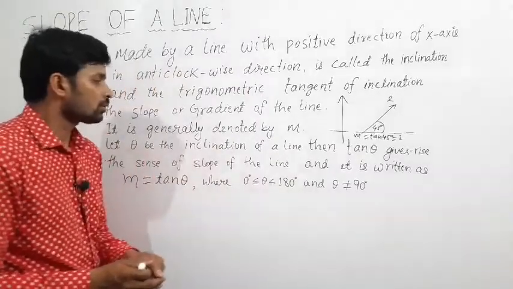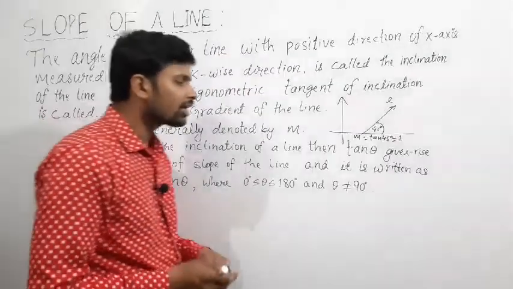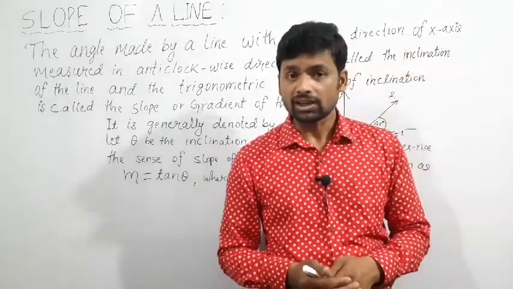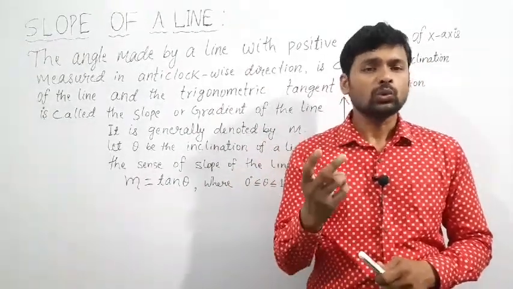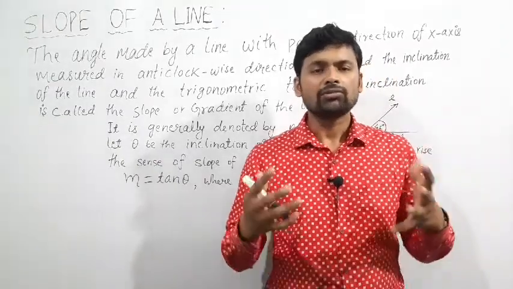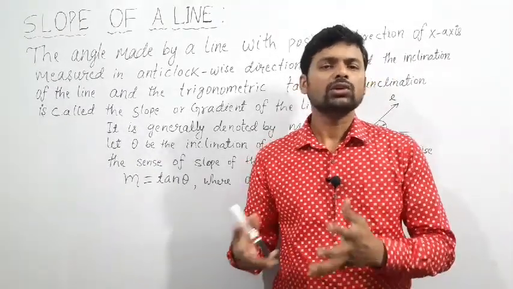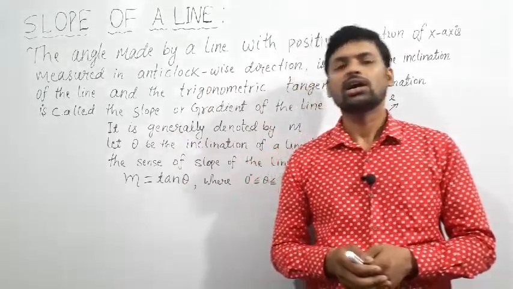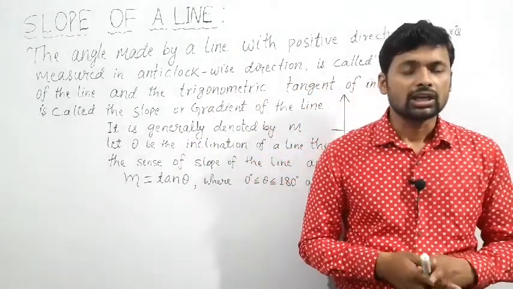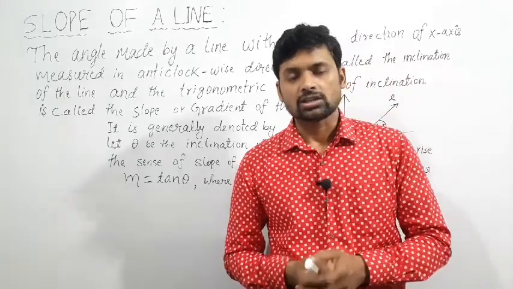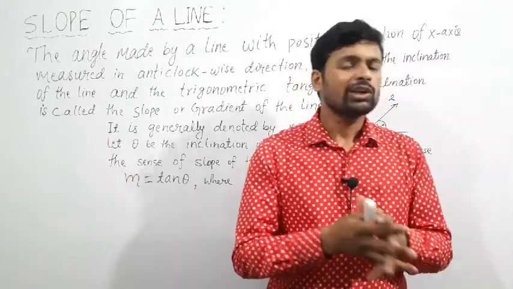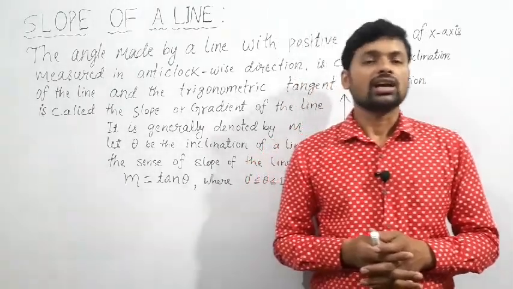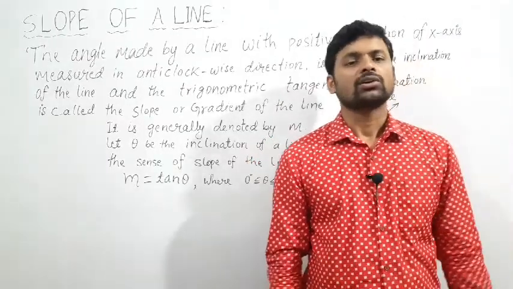So, dear students, now I would like to discuss how we can find the slope of a line if the line is passing through two given points. That means if we have the coordinates of two different points through which a line is passing, then how we can find the slope of the line in two different situations: when the line has an acute inclination, and the situation when the line has an obtuse inclination.